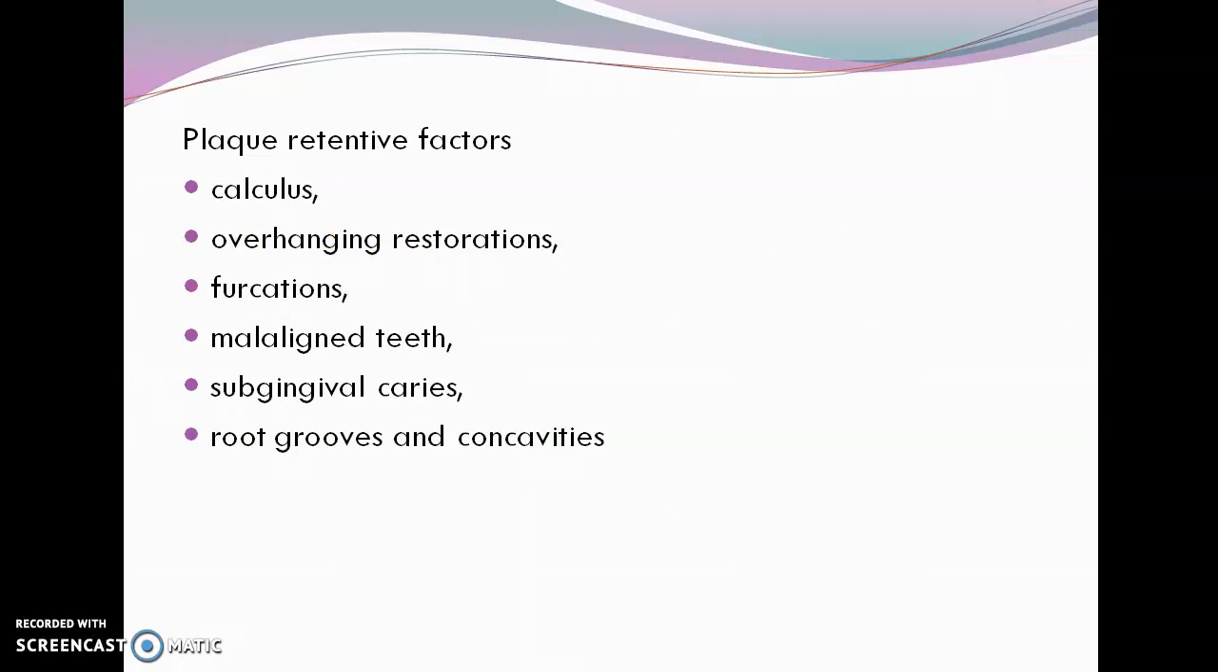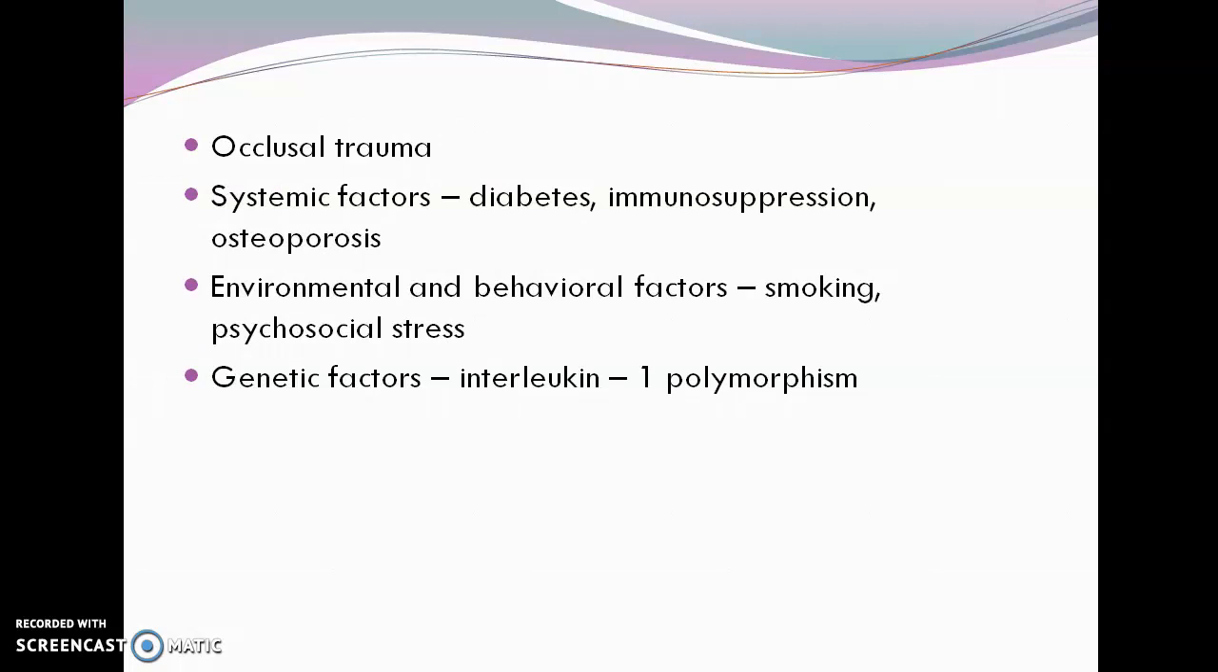Plaque retentive factors are calculus, overhanging restorations, malaligned teeth, subgingival caries, root grooves and concavities. Other factors are occlusal trauma, systemic factors like diabetes and osteoporosis, environmental and behavioral factors like smoking and psychological stress, and genetic factors which include interleukin-1 polymorphism. So these all are the risk factors for chronic periodontitis.